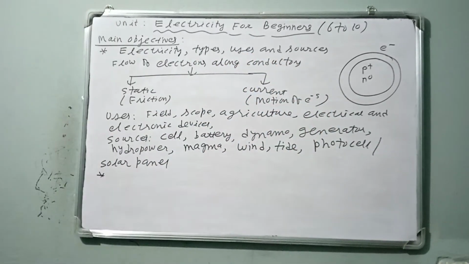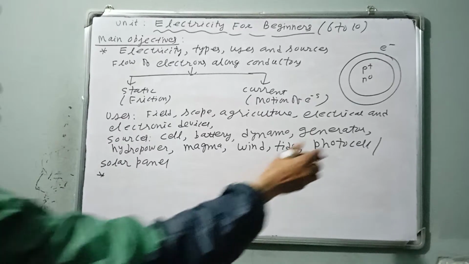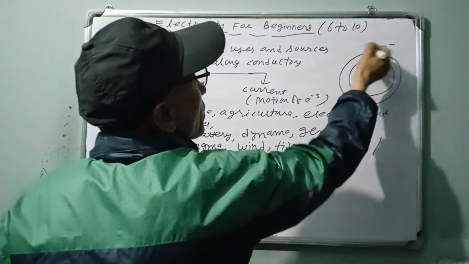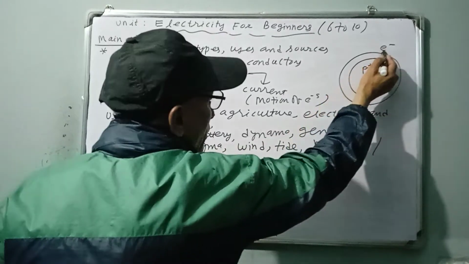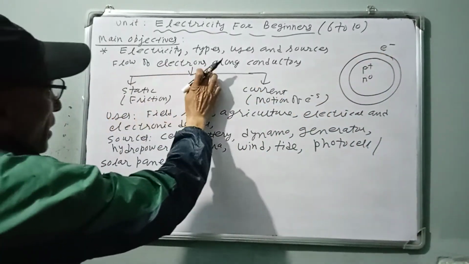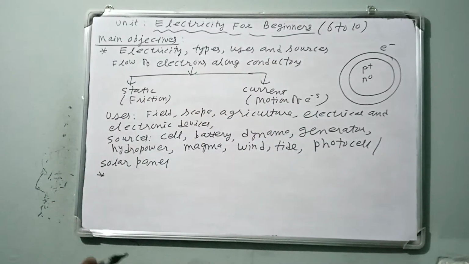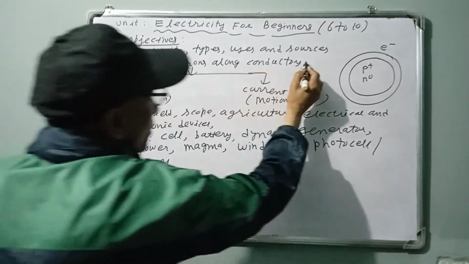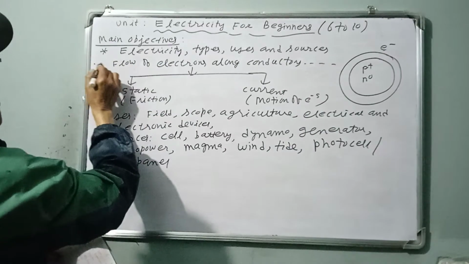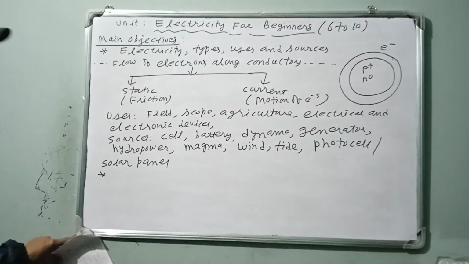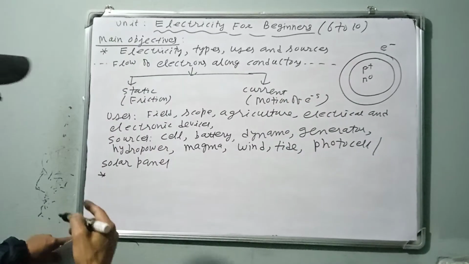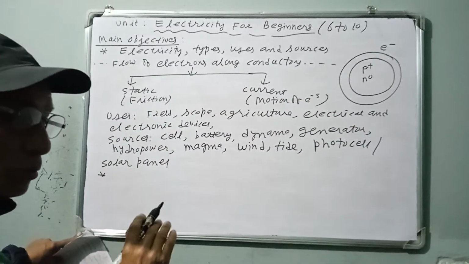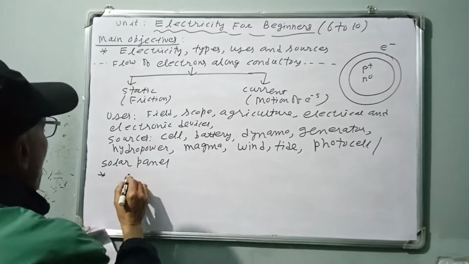First thing here, proton, electron and neutron are the three subatomic particles. Only electrons flow, so electricity is the flow of electrons along conductors. The students will have to write down the full form using proper verbs, and make their own sentences using the verbs. It is your task.